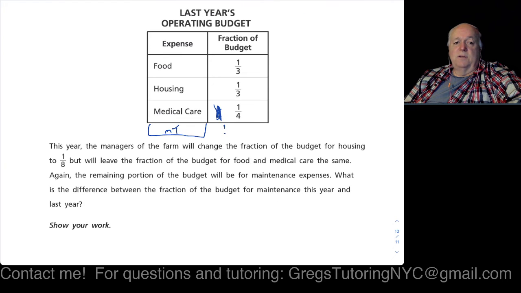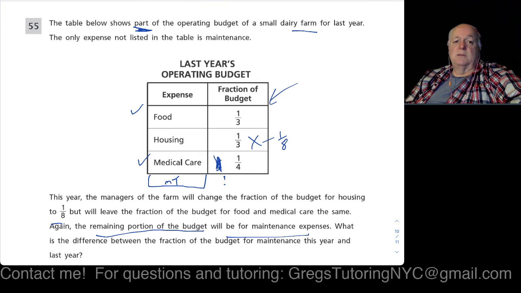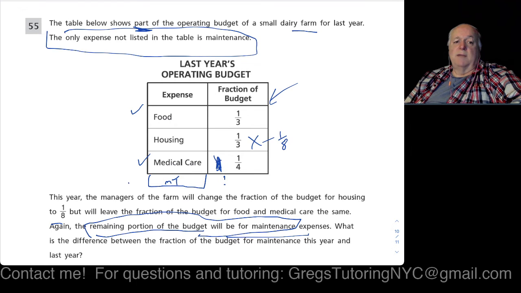This year, the manager of the farm will change the fraction of the budget for housing to 1/8. So he's going to change this to be 1/8 instead of a third. Okay. But we'll leave the fraction for the budget of the food and the medical care the same. After doing that, the remaining portion of the budget will be for maintenance. So the remaining portion of the budget of the original illustration is also for the maintenance. Okay, it tells us the only thing not listed is the maintenance. So that's the remainder. Okay, in both cases, the remaining portion of the budget was for maintenance. So in both cases, there's this extra line that's not written down for us.